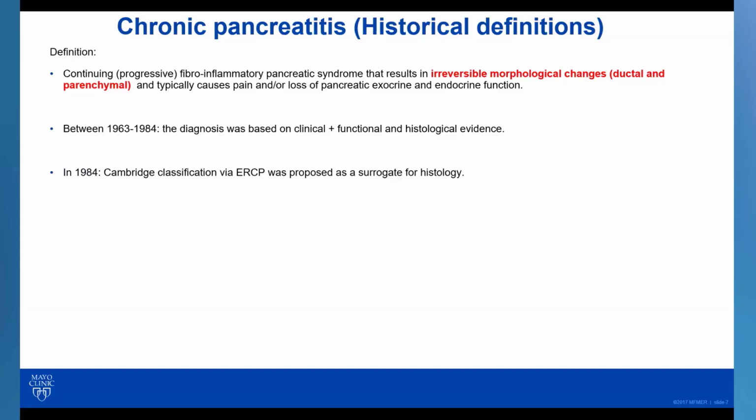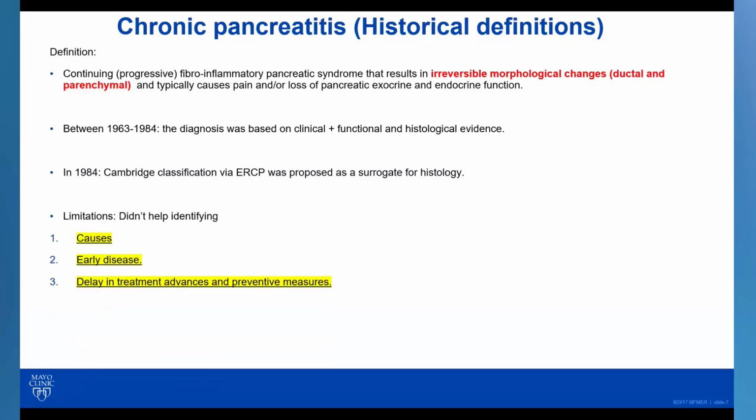And since 1984, ERCP was used through a classification system called the Cambridge classification as a surrogate to tell us that this is likely a case of chronic pancreatitis. But the problem with this method is it does not help us in identifying a cause or knowing an early disease state, and this could result in delay in treatment, or even in providing a patient with a preventative type of treatment plan.